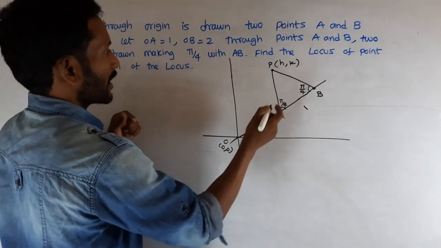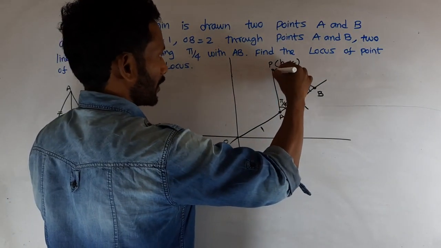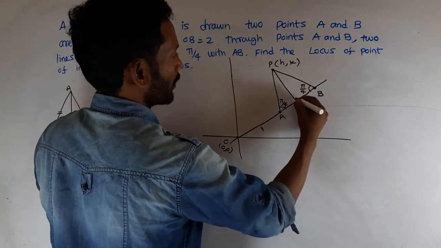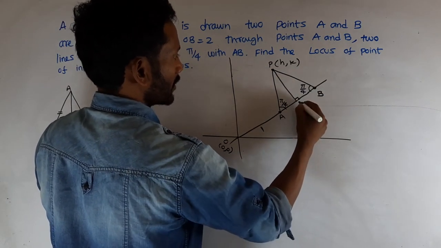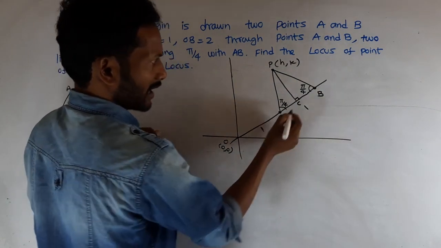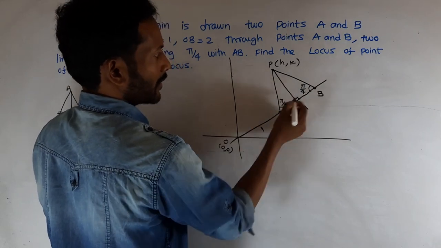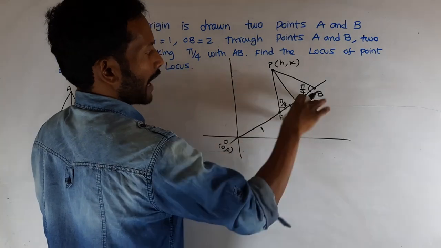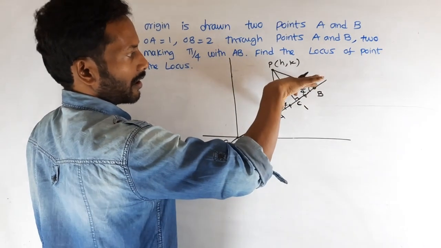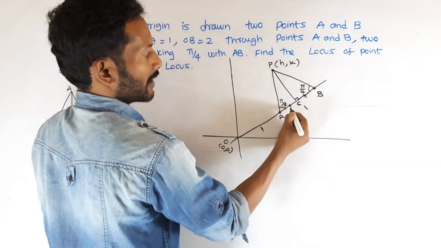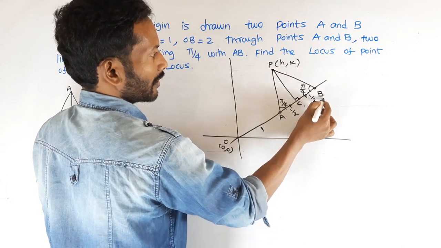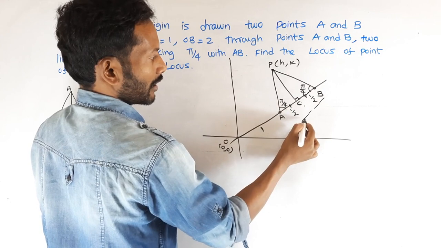So in the isosceles triangle, a perpendicular is drawn from point P to AB, at 90 degrees. This is the point C. Here C is the midpoint of AB. Here AC equals BC. So the entire length of AB is 1. So this length is 1 by 2. This one is 1 by 2. The entire length is 1.